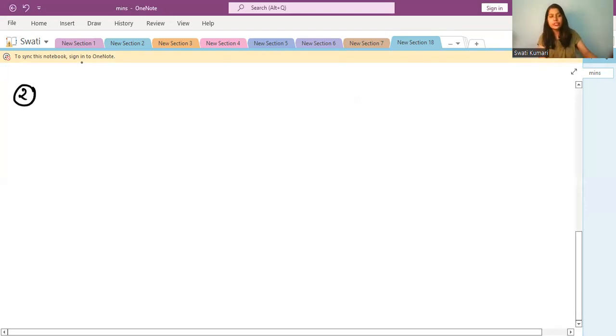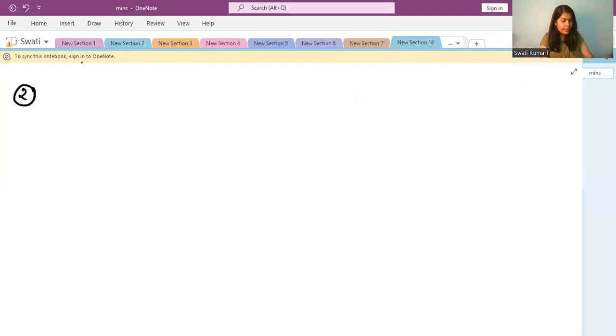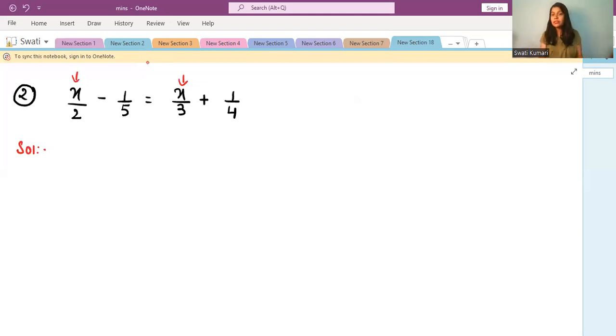And the second question is x upon 2 minus 1 upon 5 equals x upon 3 plus 1 upon 4. This is our next question. We have to solve this particular question now. Now you can see this is very simple, because we have x here, we have x here. So we want to keep x terms together.